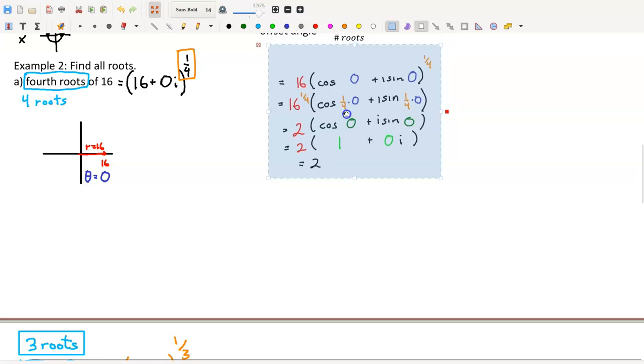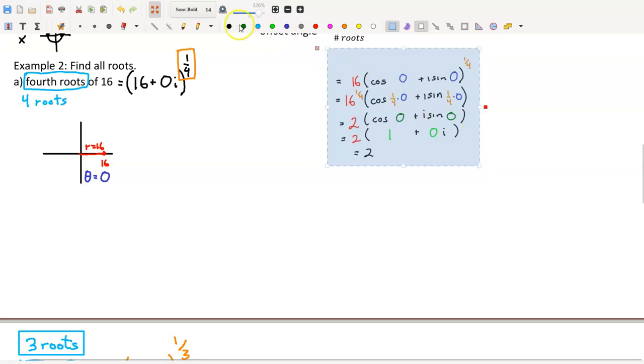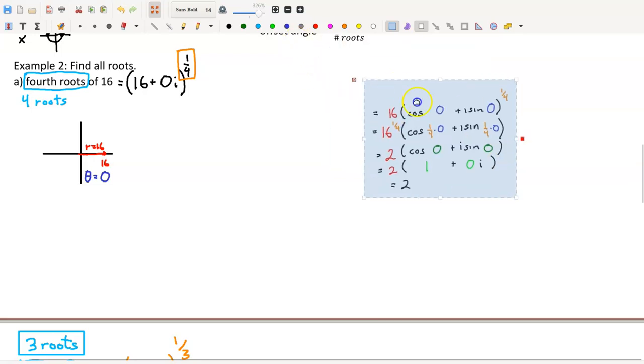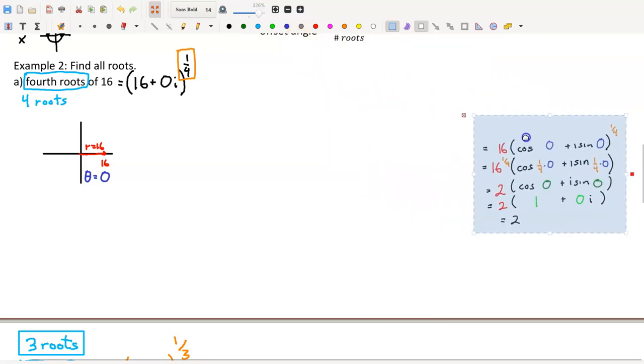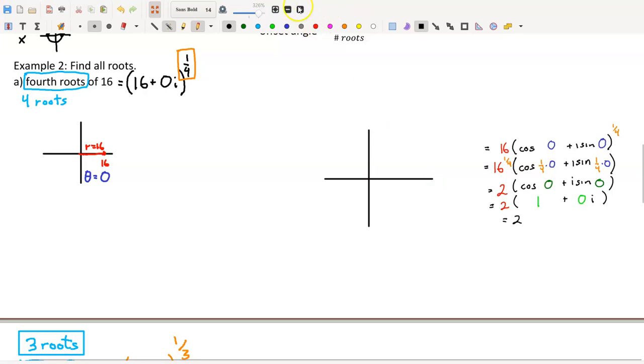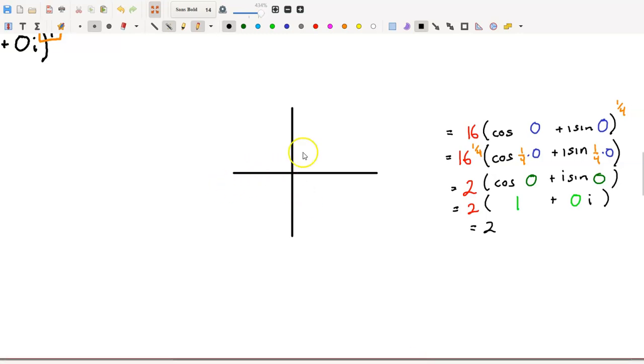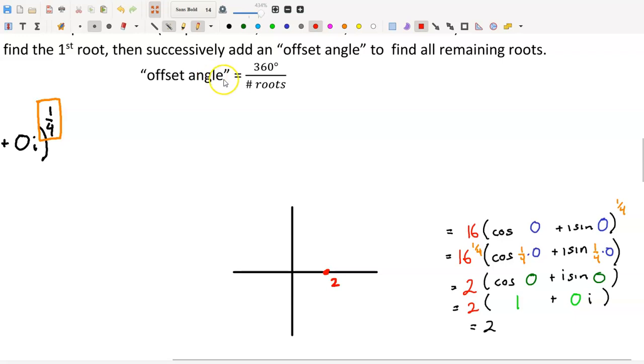Okay. Now, the cool thing about this method for the roots, so we need 3 more answers. Okay? We need to get 3 more answers anyway. And the cool thing about this method is that it has a graphical interpretation. So what we did is we just found the first answer, right, right here at 2. And what this part up here says, offset angle.